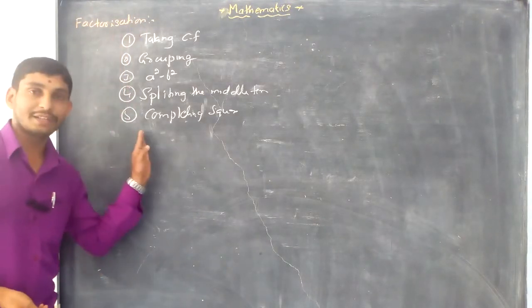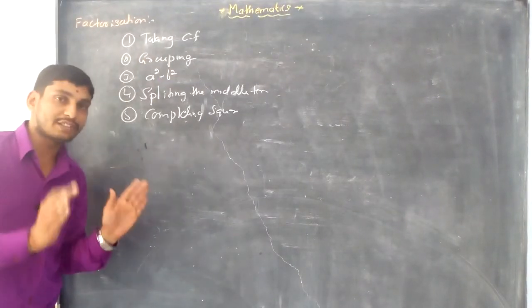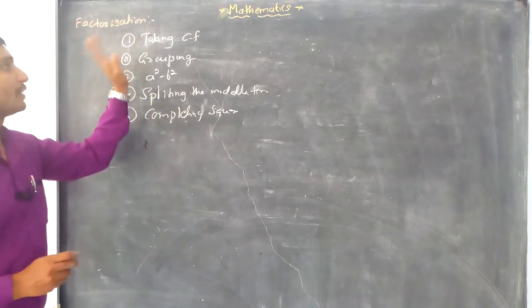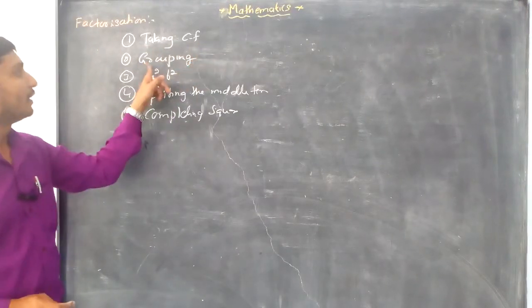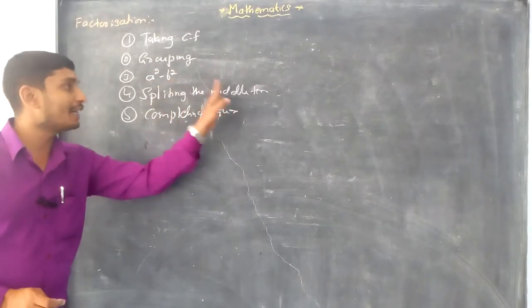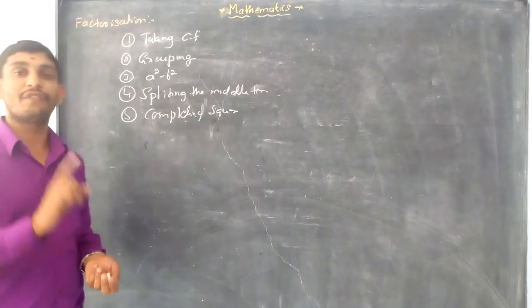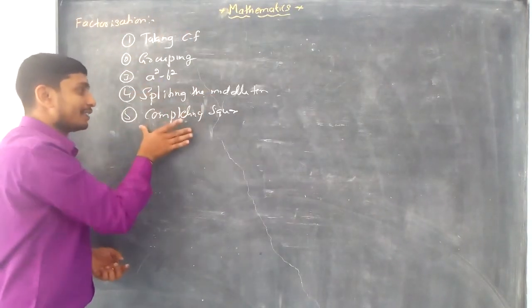So remember, to factorize, how many methods are there? You have got 5 methods. For your syllabus, you have to learn 4 methods and one more extra. Yes, the methods are in an order. You have to remember. First is taking common factor. Next is grouping. Next is using the identity a square minus b square. Next is splitting the middle term. Last one is completing square method. Actually, for your syllabus, you have to learn in the 9th, 4 methods. This method is in 10th.